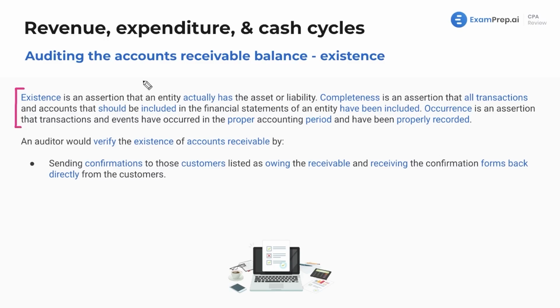We had revenue. The revenue is going to consist of sales and accounts receivable. Then we're going to deal with our expenditure cycle. That is going to deal with expenses and AP. Then we've got cash.